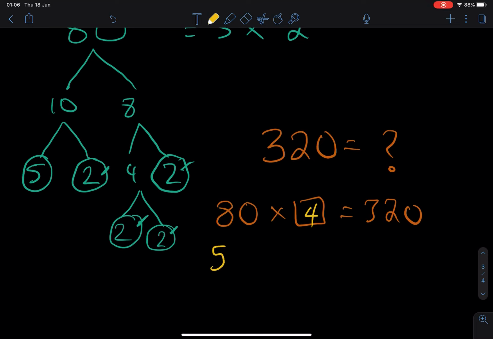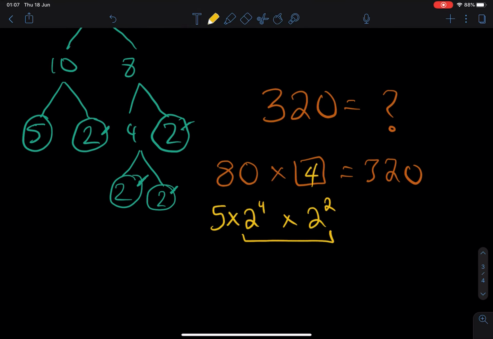I can just say, instead of doing the prime factor decomposition again, I can do 5 times 2 to the power of 4 times, and what is 4 as a power of 2? If I was to break down 4, it will be 2 squared. And hopefully you've realized that you can simplify this even more. This means 2 times 2 times 2 times 2. This means 2 times 2. So altogether, I can just say 5 times 2 to the power of the number of 2's being multiplied, which is 5 times 2 to the power of 6.